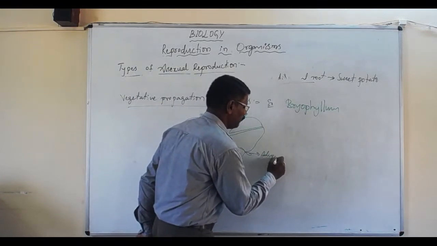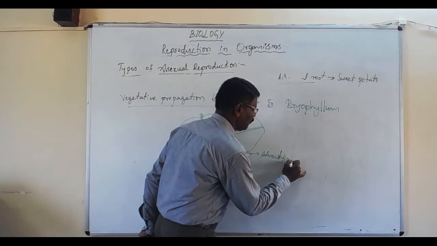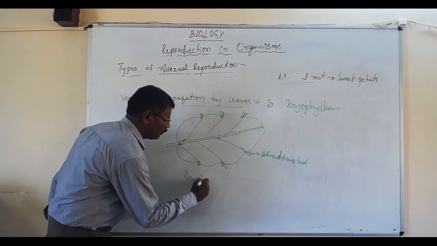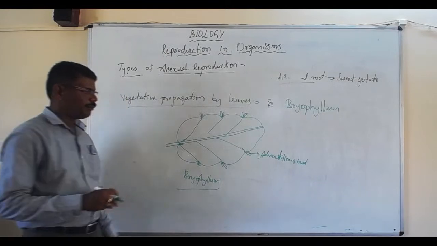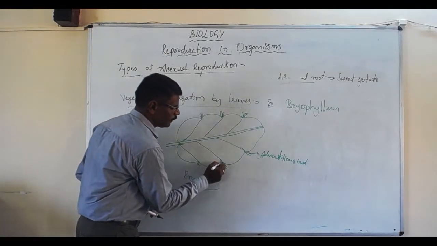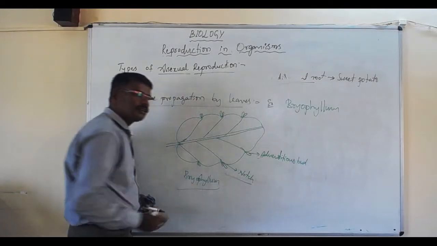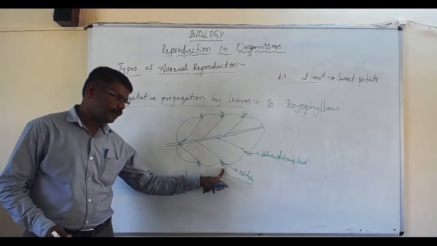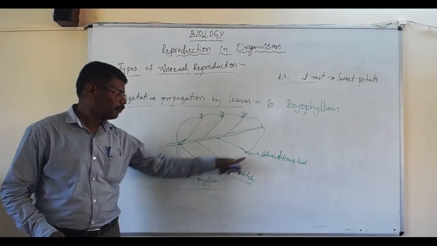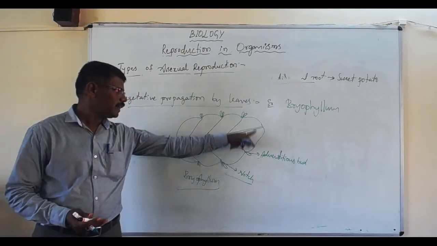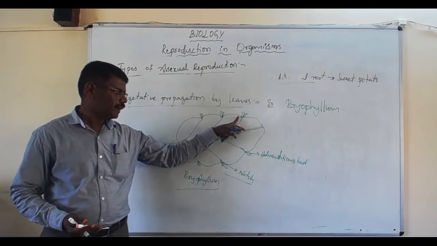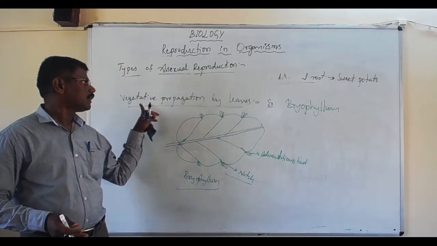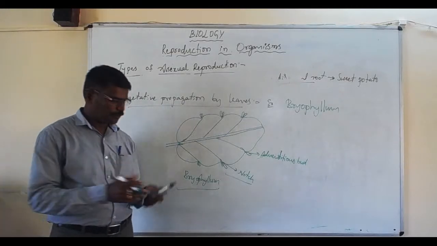Adventitious buds. So in the Bryophyllum leaf, every notch. When the matured leaves fall on soil, buds grow on the notches of the margin of the leaf. A number of notches are present in the margin of the leaf, and each adventitious bud develops as a new individual. So like in Bryophyllum, vegetative propagation by leaves.